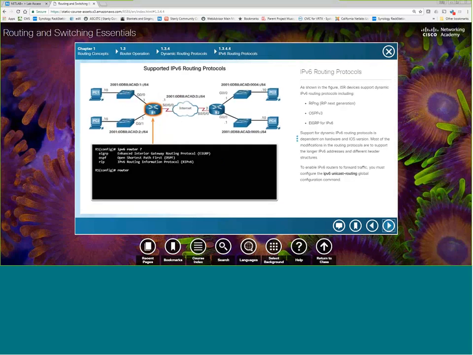IPv6 works the same way. You've got RIPng, next generation, you've got OSPFv3, and EIGRP for IPv6. You will learn how to do all of these as we move forward into your scaling and connecting classes.